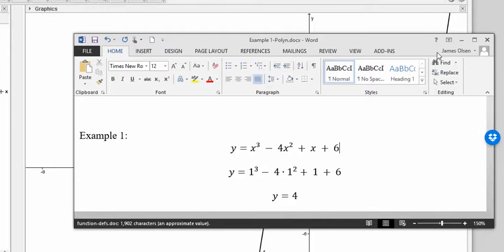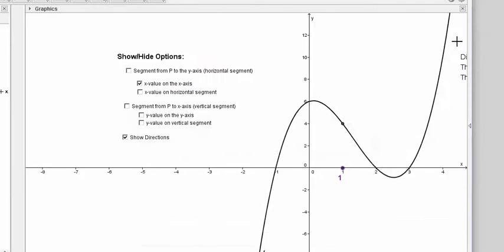1 minus 4 plus 1 plus 6 will be y equals 4. And we see that on the graph. We have a y value here of 4. Let me go ahead and put in a couple of these segments here so that you can see what's going on. This goes up to the point, and then right here is the y value, the output. We see here that the x value is 1 and the y value is 4.